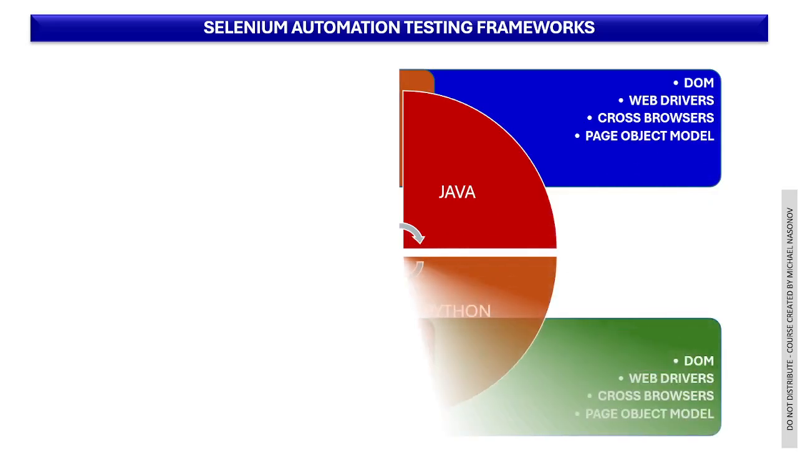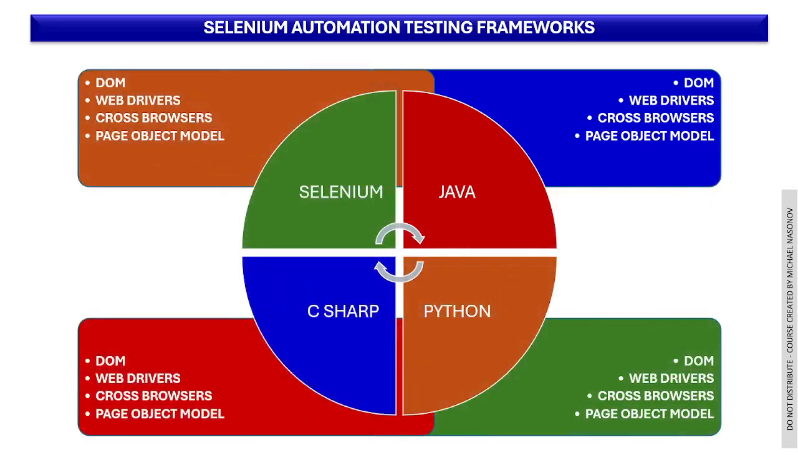Let's walk through Selenium automation testing framework's general knowledge. Selenium frameworks are based on Selenium itself and potential involvement of three major languages: Java, Python, C#. Such an approach is based on DOM, or Document Object Model, cross-browser web drivers, and potential application involvement of the Page Object Model approach. Selenium Test Automation Framework.